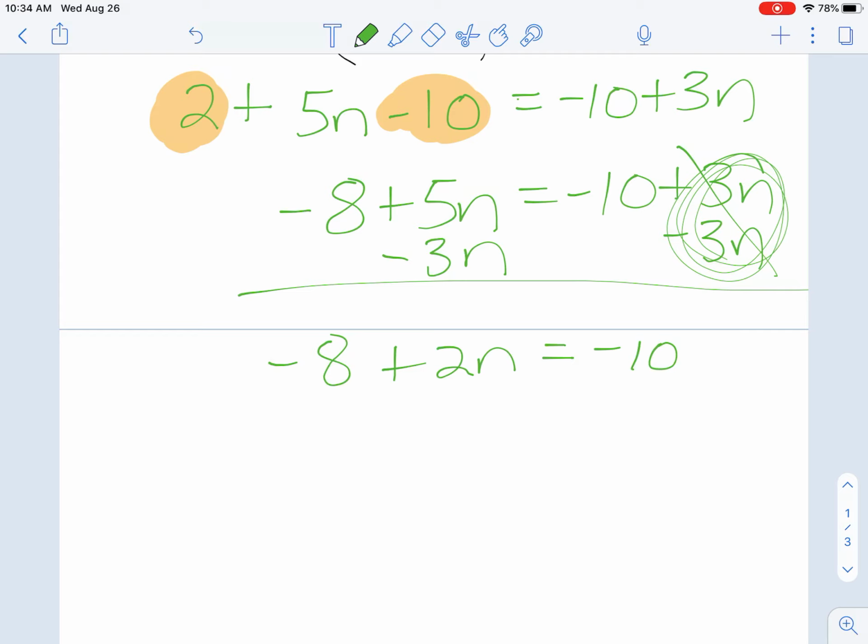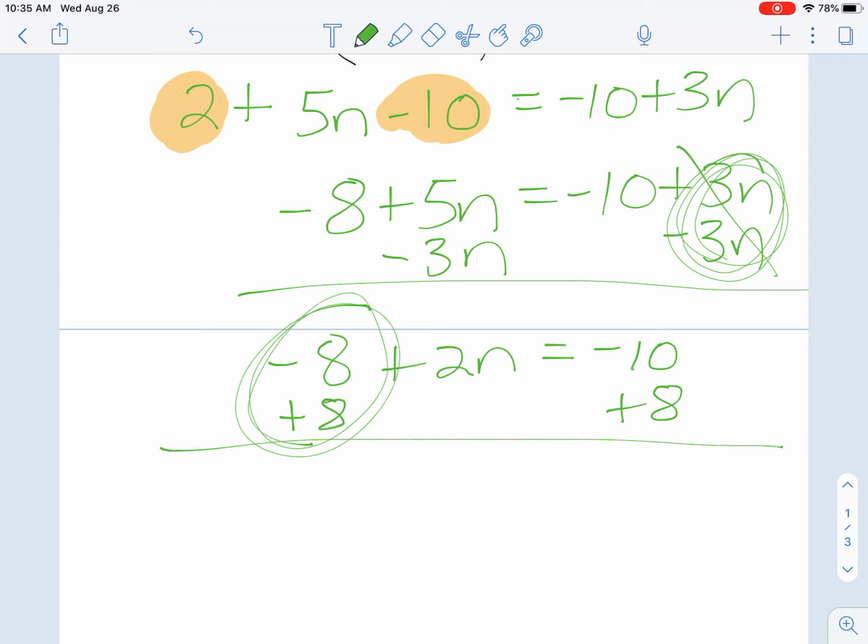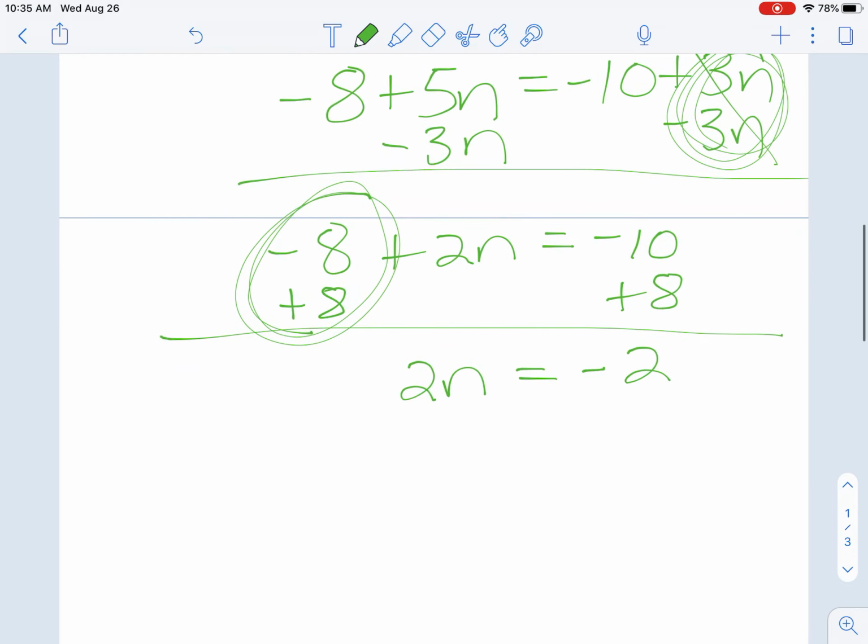And so before we can get rid of the 2, you have to get rid of all of the addition and subtraction first. So I need to get rid of the 8. So the opposite of subtracting 8 is to add 8. And so whatever you do to one side, you have to do to the other side. So this is 0. So we've got 2n left over equals a negative 10 plus 8 would be a negative 2. And so now this says 2 times n equals negative 2.